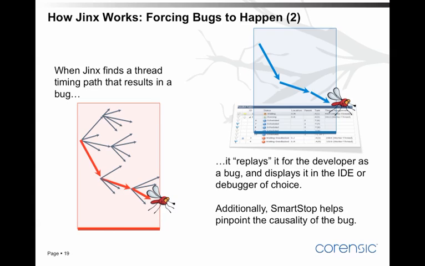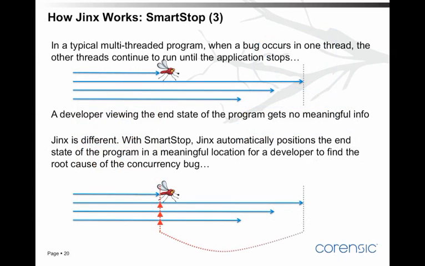And additionally, Jinx has a feature called Smart Stop, which pinpoints the exact causality of the bug. Now, in a typical multi-threaded program, when a bug occurs in one thread, the other threads may continue to run until the application stops. When a developer looks at the end state of the program, they have no meaningful information because the thread where the bug actually occurred may have faulted and may have stopped, but the other threads just kept on going. Jinx is different.